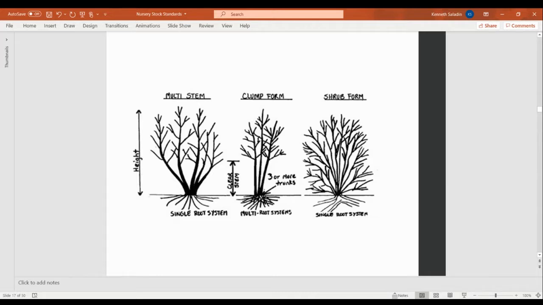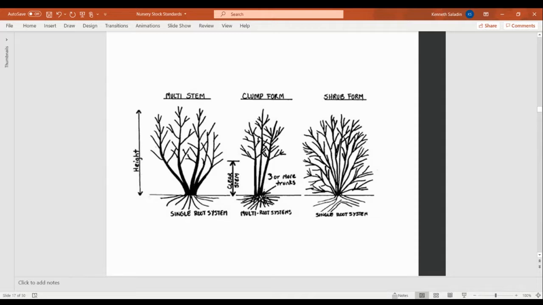What you see in the center is an example of a clump form. This lines up pretty well with the example that I just drew of taking maybe 3 or 4 seedlings and growing them in one container. So when you plant that container in the field, you end up with 3 or 4 individual plants that all have their own trunks and their own root systems. So that would be clump form.